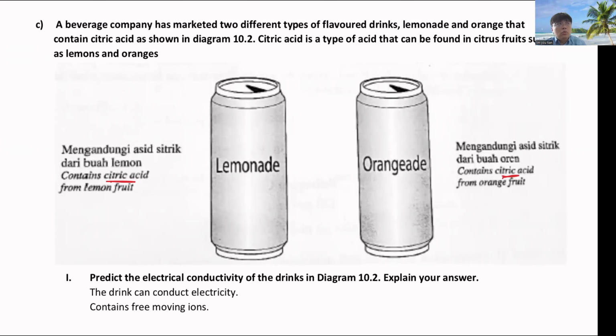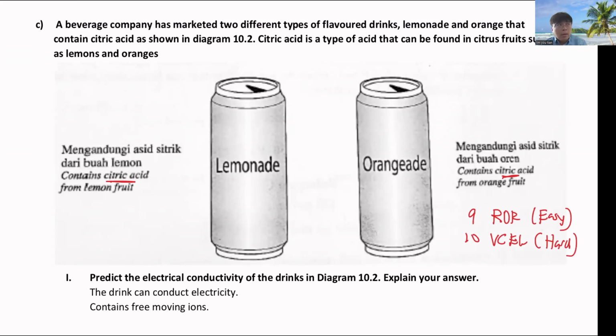SPM 2024, the essay. We have question 9 essay and question 10 essay. Question 9 essay is rate of reaction. This is the easy essay. The other one that came out is the voltaic cell and electrolytic cell. This one is hard.